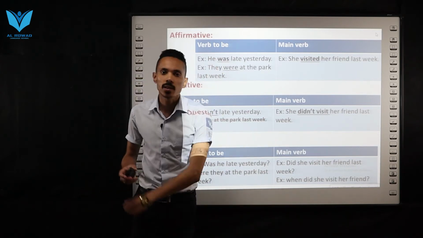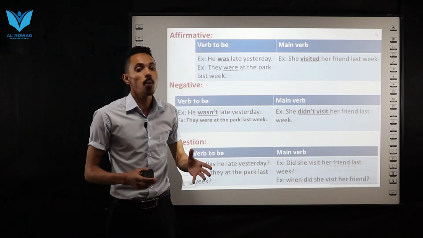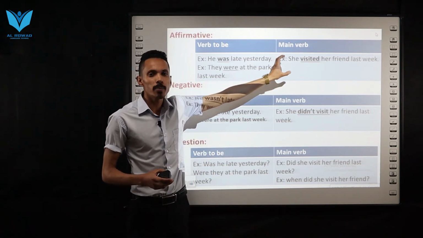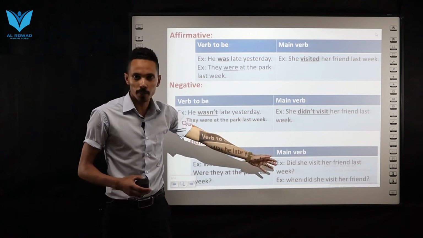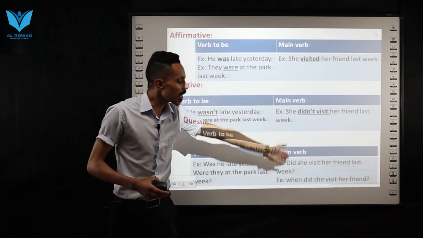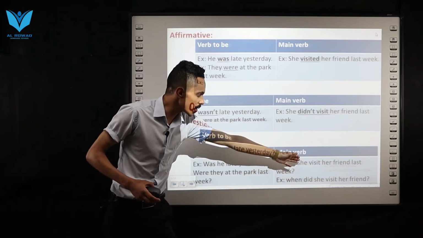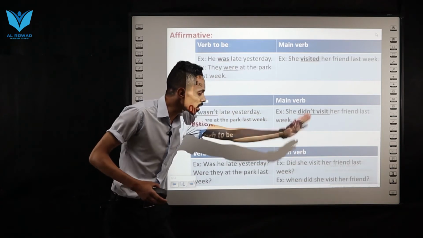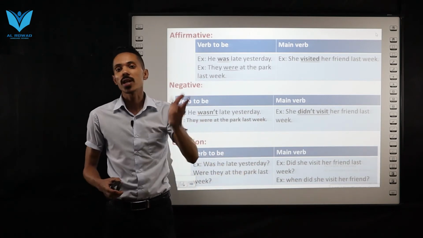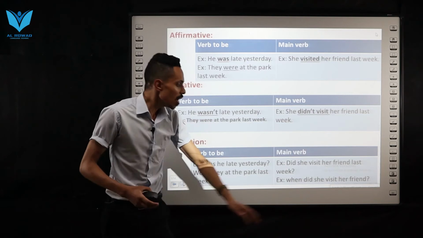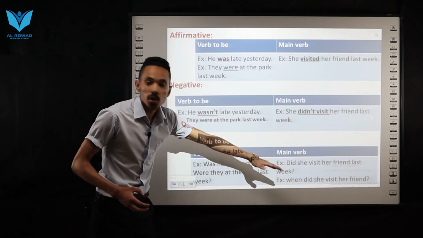Here for this example, she visited her friend last week. I want to form a question about this sentence. The helping verb will be was? No, it will be did. Why? Because here I have a main verb past simple. If we have a main verb past simple, the helping verb in the question is did. After did, subject she. After subject she, main verb infinitive visit. And after that, object her friend last week. Pay attention. If the helping verb is do, does, did, the main verb is infinitive. And here, when did she visit her friend?